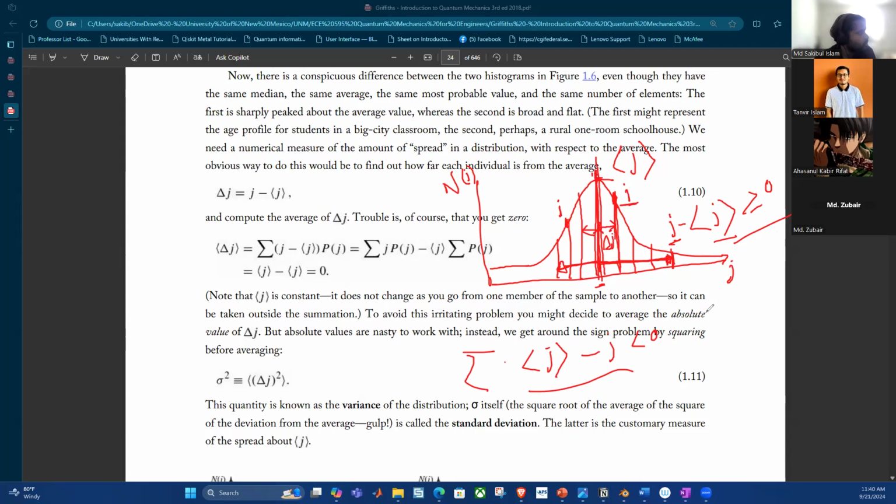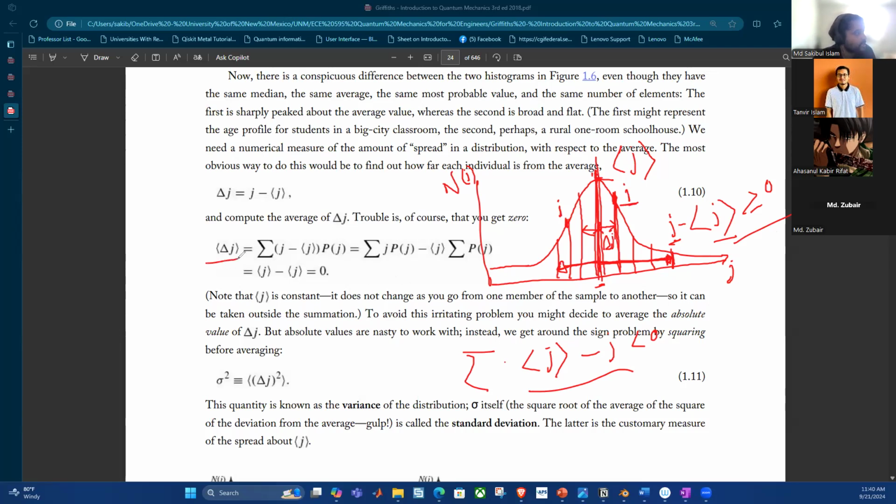Okay, Jubair, you want to say something? You can write it down in the chat box. Okay, let's keep moving.